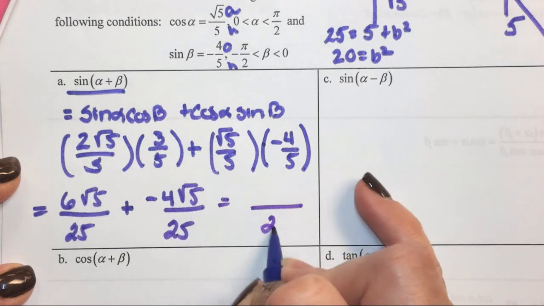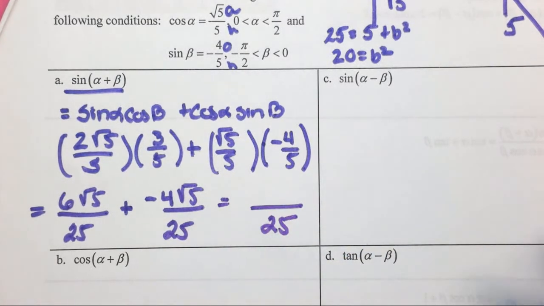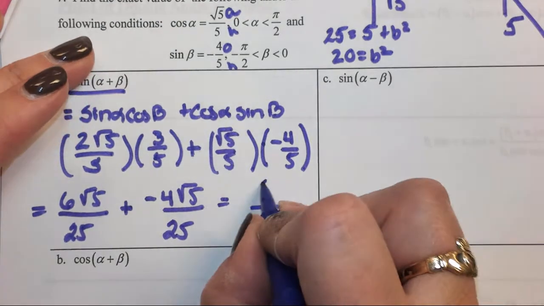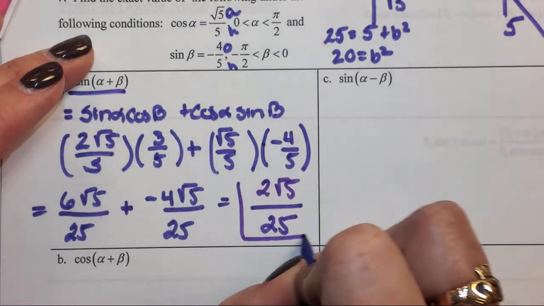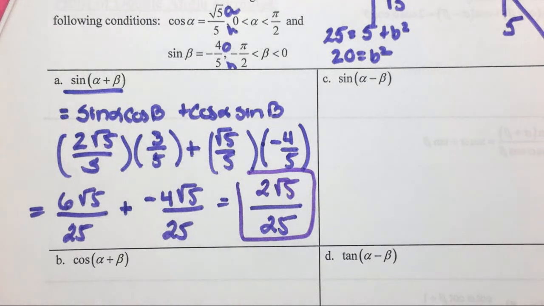You know how to add fractions together. Can you combine 6 square root 5 minus 4 square root 5? Yes, they're like radicals. So 2 square root 5 over 25 is your answer. Okay? Any questions on A? All right.